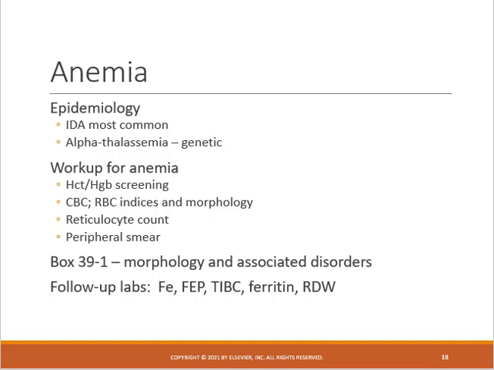The workup for an anemia is going to include hemoglobin and hematocrit screening. You're going to want to see what the RBC indices are and the morphologies. That's what we talked about previously with the MCV, MCH, etc. On page 747 in box 39.1, there is a table that talks more about the morphologic changes that are seen with anemias.